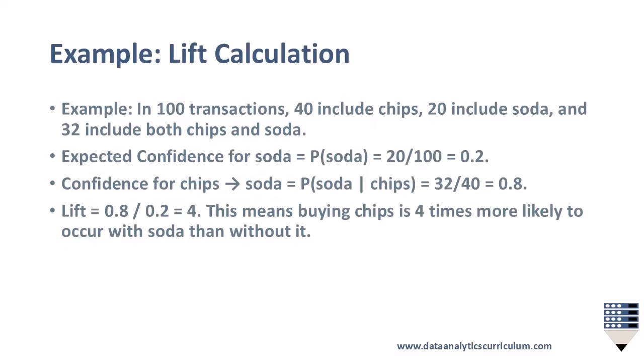Let's walk through an example with real numbers. Suppose we have 100 transactions. 40 of them include chips, 20 include soda, and 32 include both chips and soda. The expected confidence for soda is the probability of soda appearing in general, 20 divided by 100, or 0.2. The confidence for chips leading to soda is 32 divided by 40, or 0.8. Now, we calculate lift as 0.8 divided by 0.2, which equals 4. That means buying chips makes soda 4 times more likely to appear in the same transaction compared to random chance.